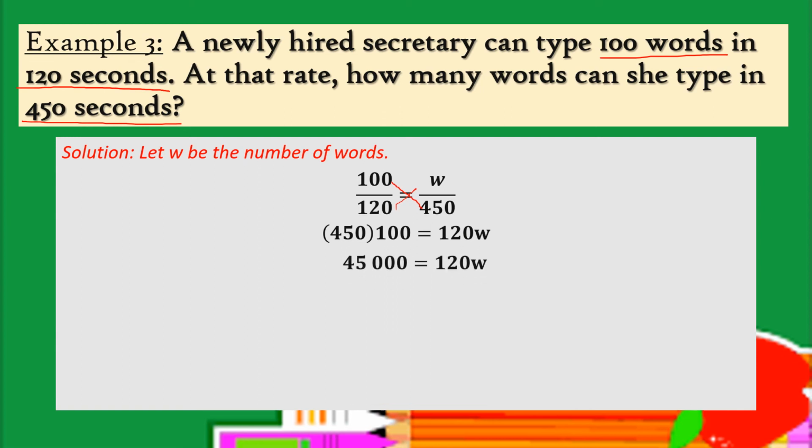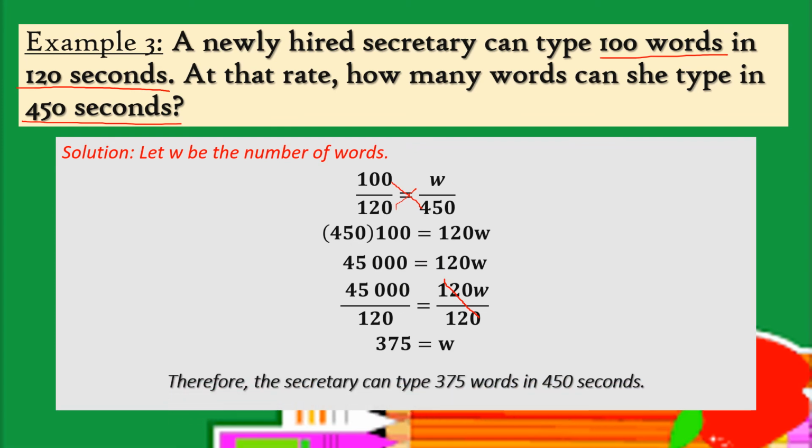Simplifying the equation, we have 45,000 is equal to 120 W. Then we will divide both sides of the equation by the coefficient of W, which is 120. So we have 45,000 divided by 120, that is 375. So meaning the secretary can type 375 words in 450 seconds.